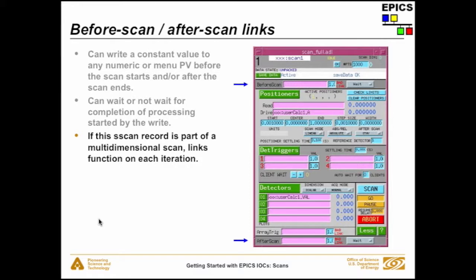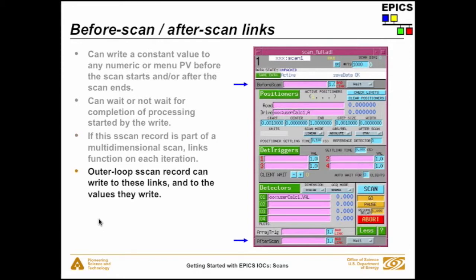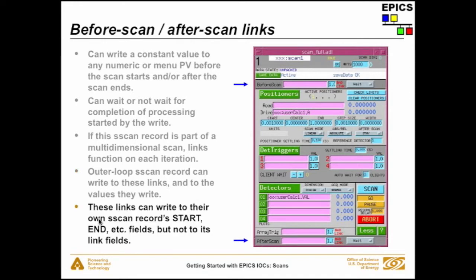If the scan record is part of a multidimensional scan, the before and after scan links for each scan dimension run every time that scan is executed. And an outer scan record can write to anything in this scan record, of course, because the scan record is not doing anything when the outer scan record is executing. So the outer scan record can change the start and the endpoints if you want to, and it can write to those links and write to the values, anything in the scan record. And these links can write to their own scan record, but only to specified fields. It can write to the start, end fields and all that, but it can't write to any link fields.